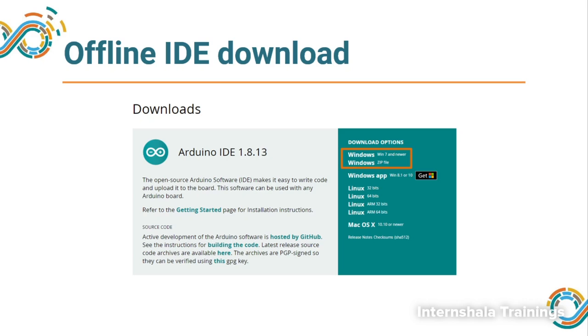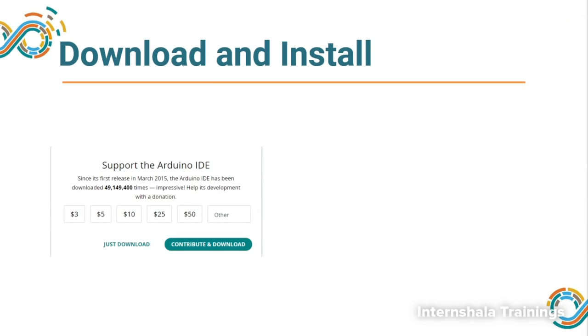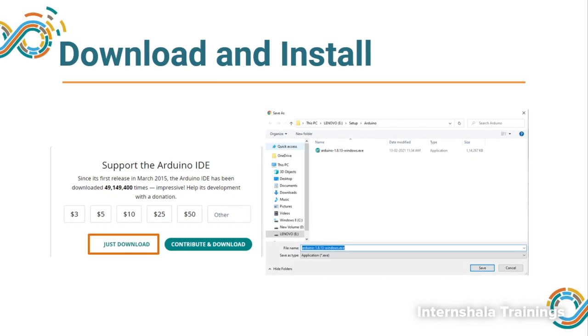Once you select your operating system, you will be taken to the next screen where it will ask you to donate something or download without donation. So you can download it without any donation. There is no registration or installation fee from Arduino community. You can save the exe file for Windows and the relevant file for other operating systems.